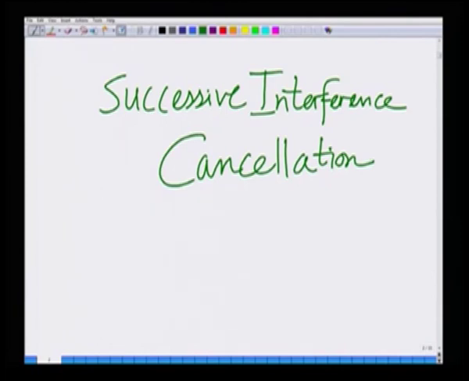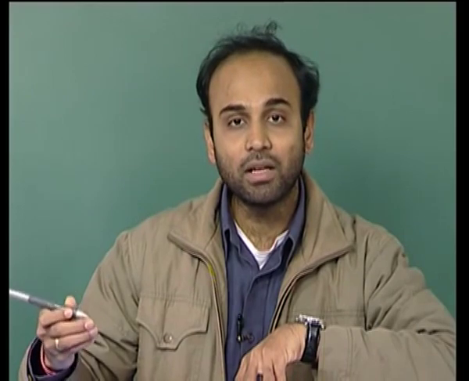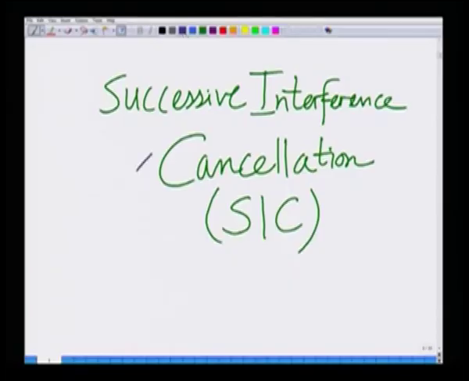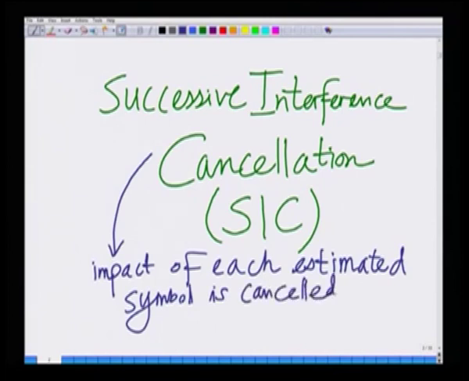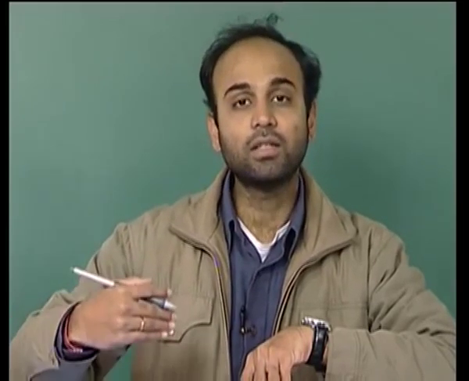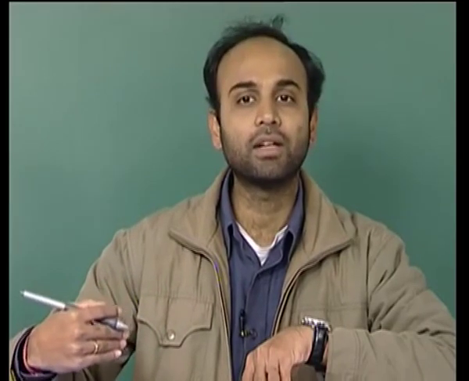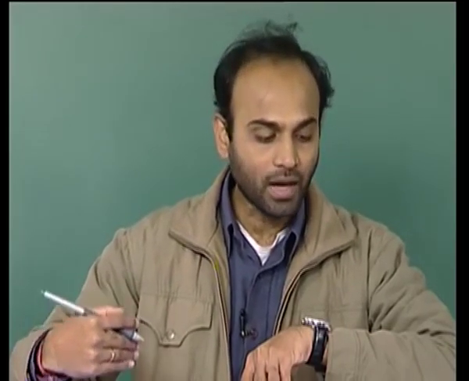Hence, this is also abbreviated as SIC, where essentially the impact of each estimated symbol is cancelled from the received symbol. So, what this means is, unlike previously, which was a one shot detection for all the symbols in a zero forcing or MMSE receiver, here you estimate a symbol, cancel its impact, estimate another symbol, cancel its impact. That is why you successively cancel the interference from the estimated symbols. Hence, this is known as successive interference cancellation.